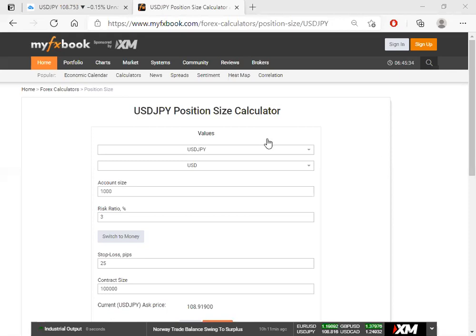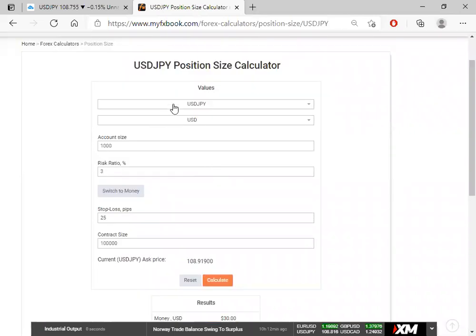You can find this on myfxbook.com. You don't even need to sign up, I think, to be able to use this. You can just type forex calculator, position calculator, position size calculator, something along those lines. Once you get to that, we'll just punch in all of these, and it's going to give you the output.